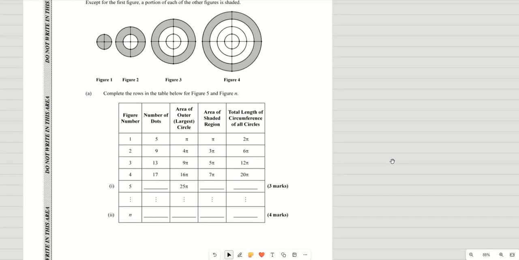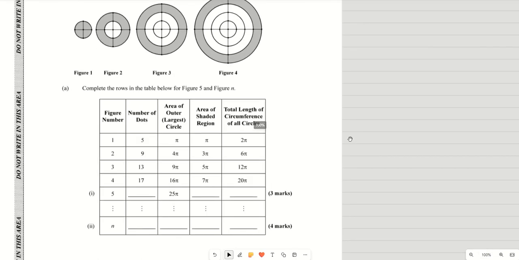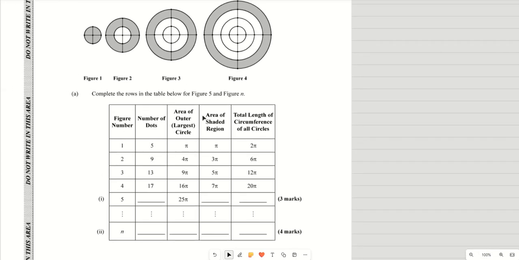Alright, so let's look at this right here. Let me just zoom it up so we can see properly. The question says complete the rows in the table below for figure 5 and n. If we look at the number of dots, we look at the sequence. So it's 5, 9, 13, 17.